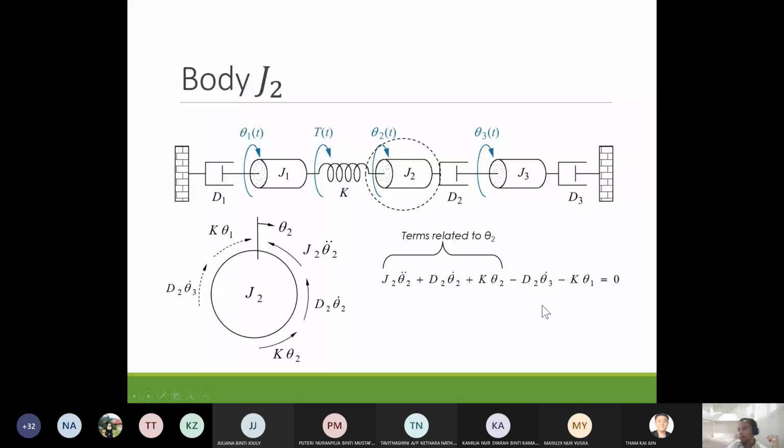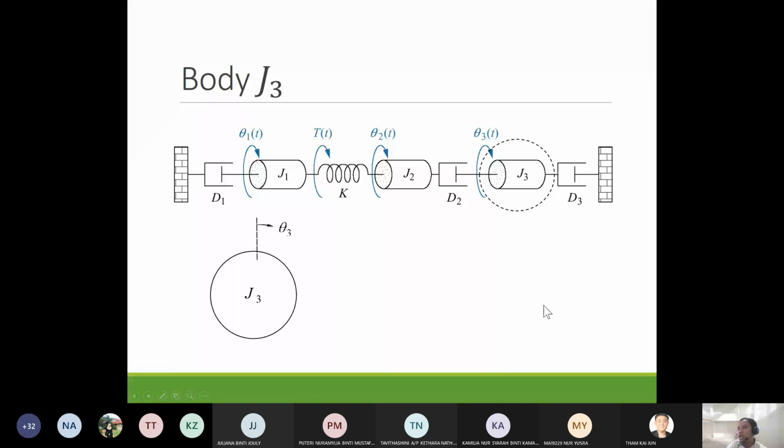And lastly, for J3, we have the inertia, and we have two dampers, D2 and D3, connected with J3. And then the damper D2 is connected with J2, so we have the contribution from J2. Then we can write the equation of motion.